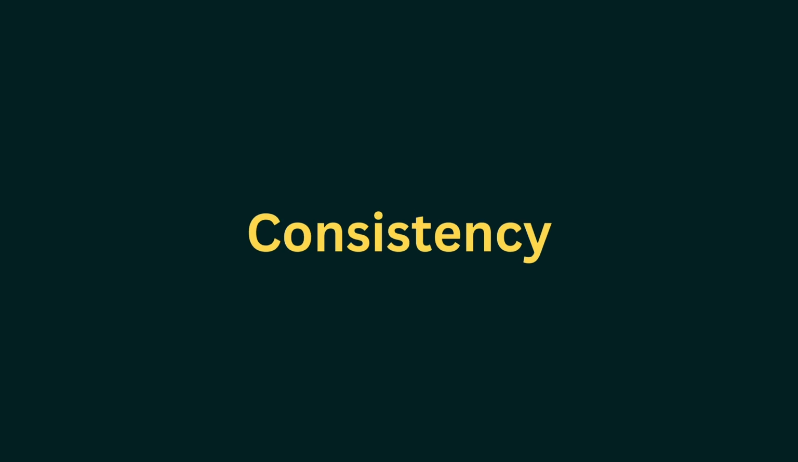Speaking of consistency, one of the biggest challenges in lead management when done manually is maintaining consistency. When you're juggling dozens or even hundreds of leads, it's easy for some to slip through the cracks. Automation ensures that every lead receives the same level of attention, regardless of how many leads you're handling. So this consistency builds trust with your prospects as they receive timely and relevant communication throughout their journey.